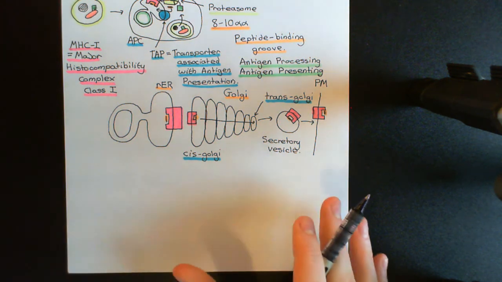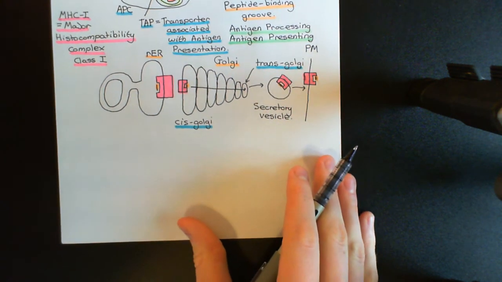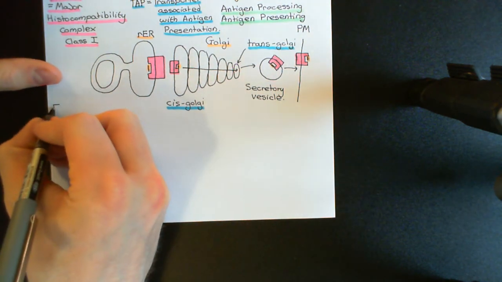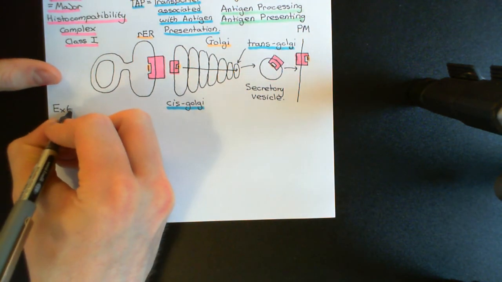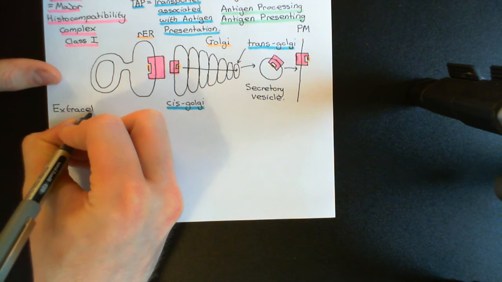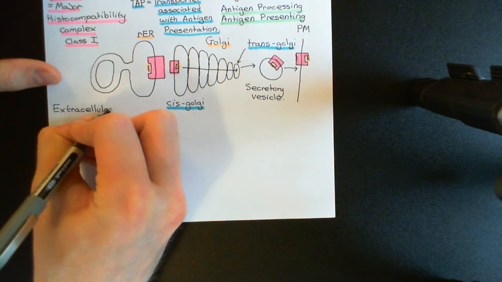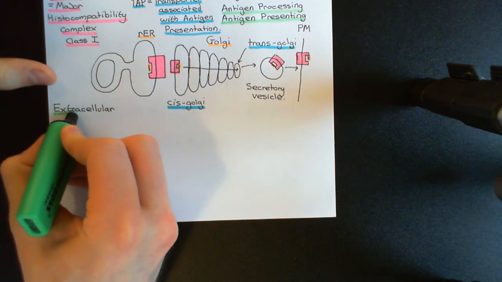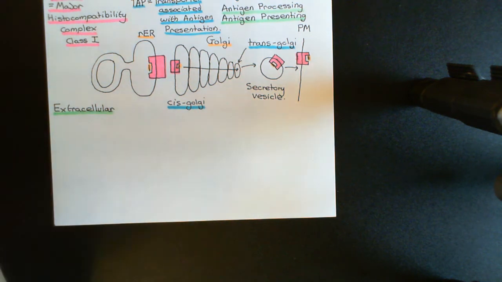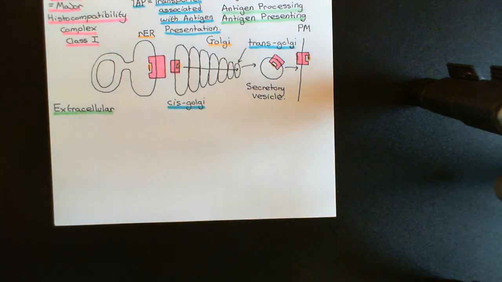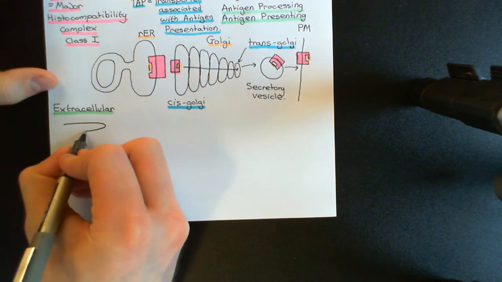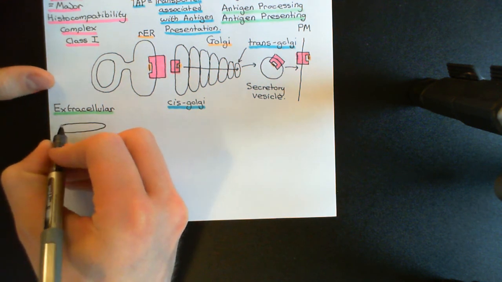Okay, so let's now go through the pathway for an extracellular pathogen. So let's now say that our pathogen is extracellular rather than intracellular. Okay, so extracellular. This time we'll again have a pathogen, and we'll follow the story for a single antigen again. So here is our pathogen, but this time it's extracellular.